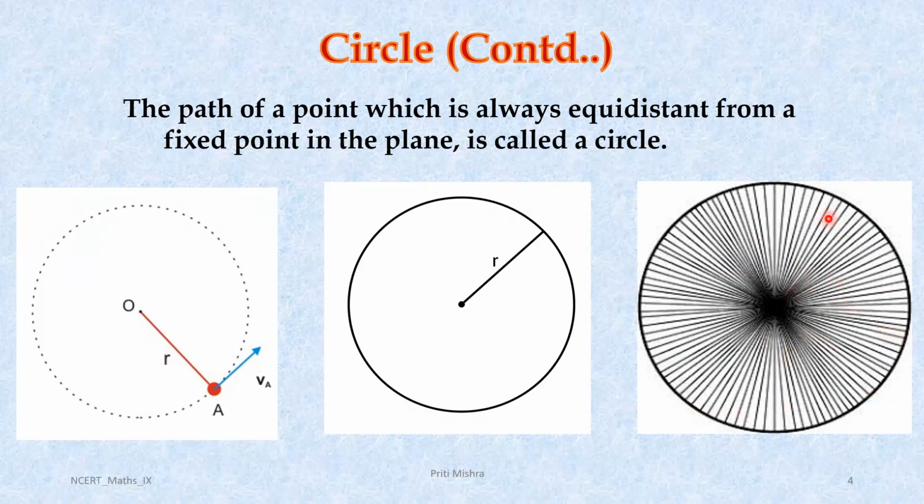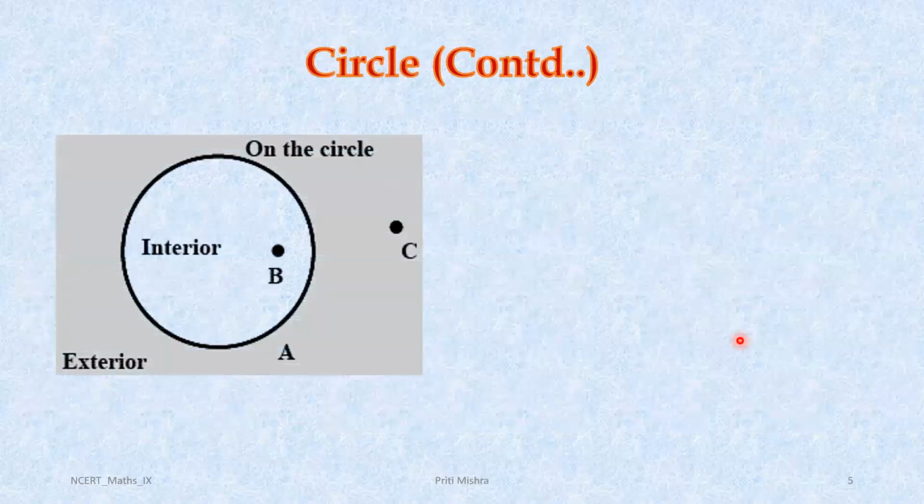So what is the definition of a circle? The path of a point which is always equidistant from a fixed point in the plane is called a circle. The fixed point is the center. The distance between fixed point and any point on its circumference is radius. So this is a circle.